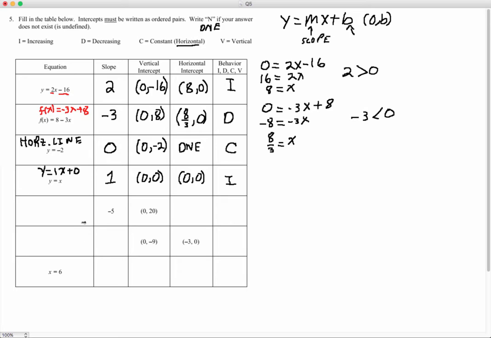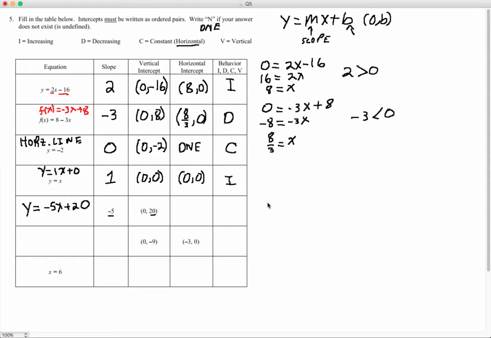Okay, on the next one, they've given us the slope and they've given us the y-intercept, or vertical intercept, and they're asking us to write the equation of the line. So hopefully, without too much to do here, we go y is equal to m, which is -5, times x plus 20. Notice the -5 was my m and the 20 was the b.